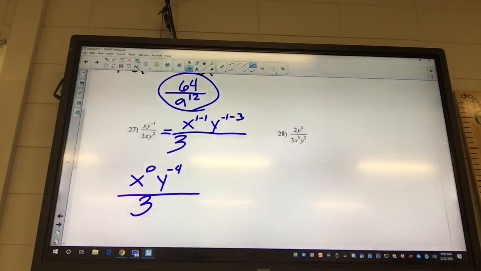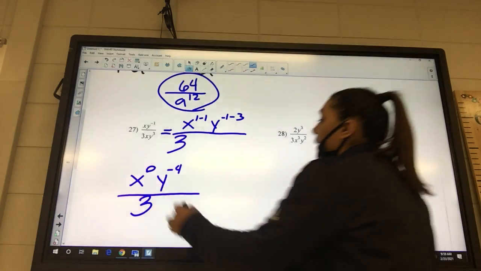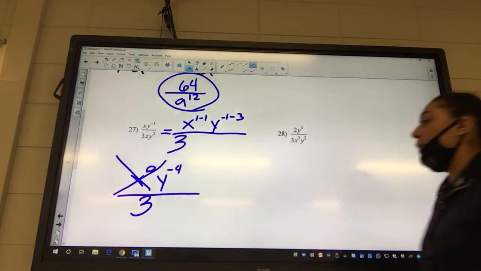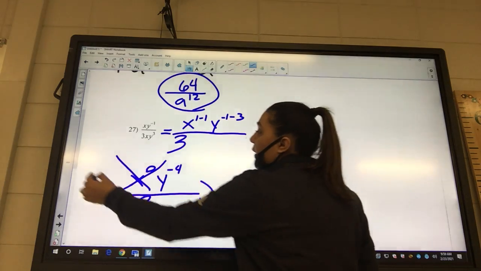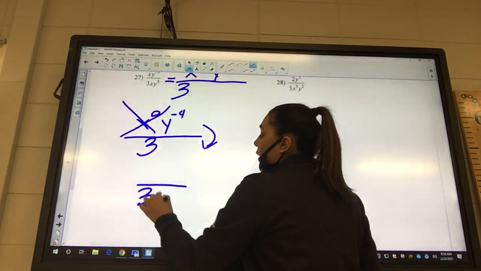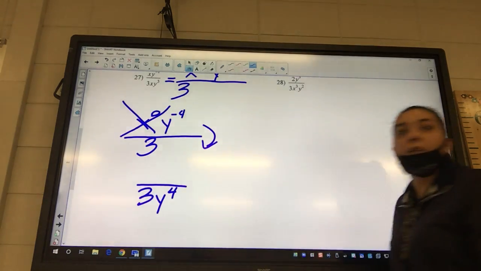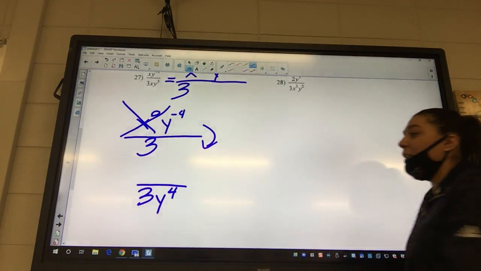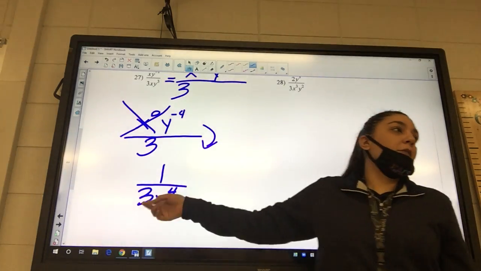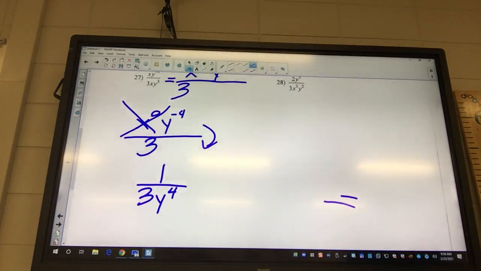Okay, either one is going to work. So what do you guys prefer? Cross it out? Okay. Where does the negative 4 need to go? To the bottom. Okay, so we're going to have 3y to the 4th. What do we have to put on top? A 1. So did it really get crossed out? No, it didn't. We crossed it out, but we still had to write it again anyways. So it didn't really matter.